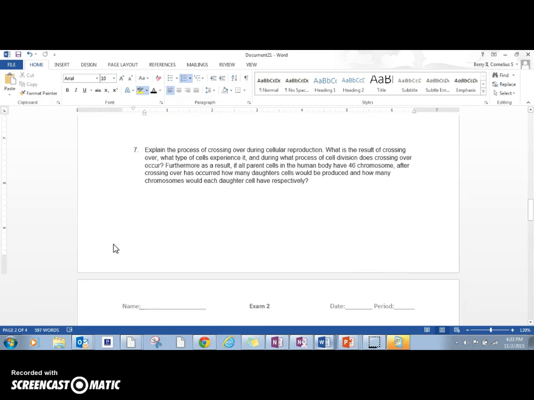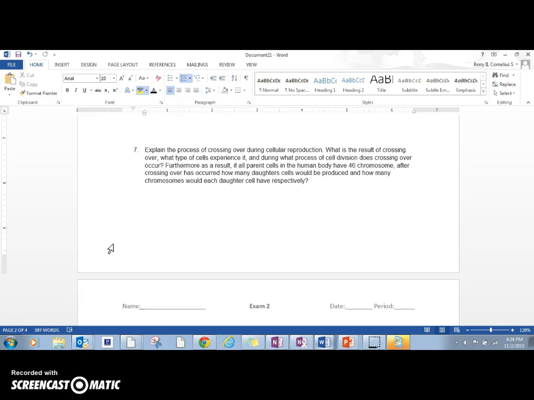Let's move on to number 7 and highlighting the keywords. Number 7 says this. Explain the process of crossing over during cell reproduction. What is the result of crossing over? What type of cell experiences it? And during what process of cell division does crossing over occur?